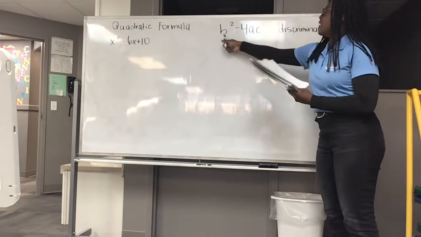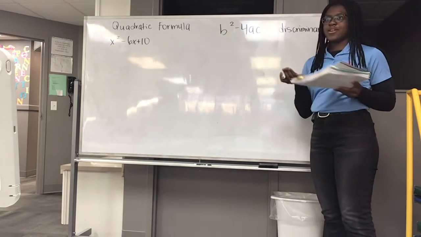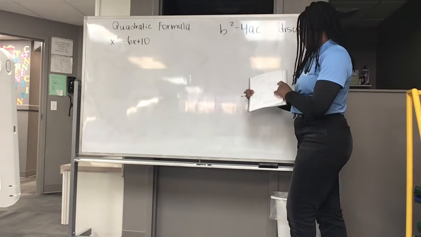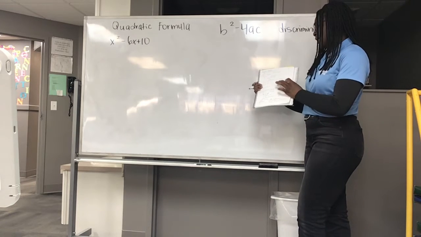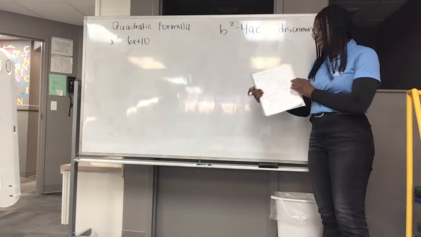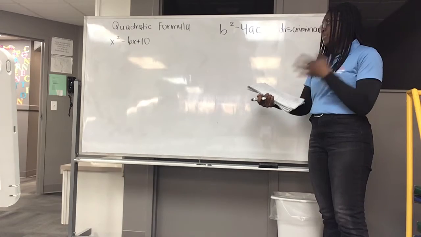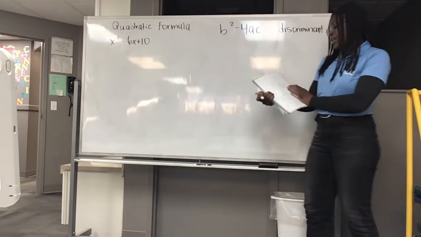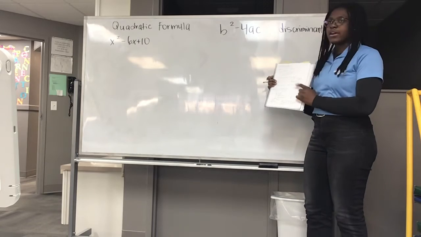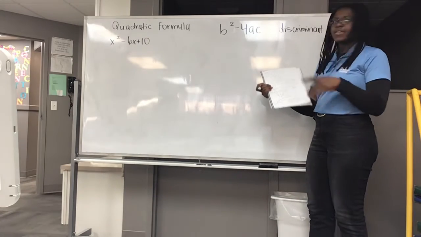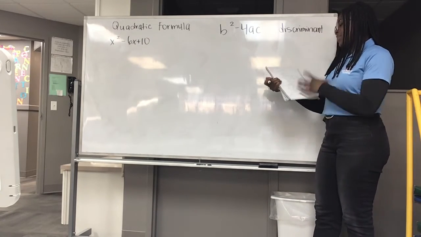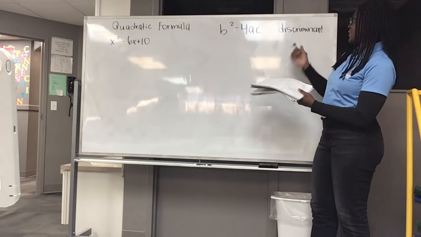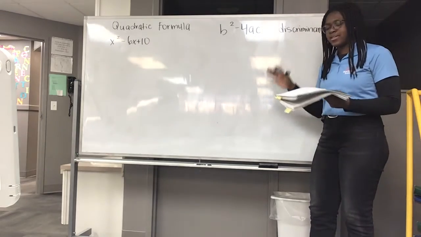If this portion is greater than 0, then we have 2 real roots, and there's a graph on there that shows that it crosses the x-axis twice. That's what 2 roots mean. If our b squared minus 4ac is less than 0, it has 2 imaginary roots, which basically means it's not crossing the x-axis. And if b squared minus 4ac equals 0, that means there is 1 real root, which means it kind of sits along the x-axis.